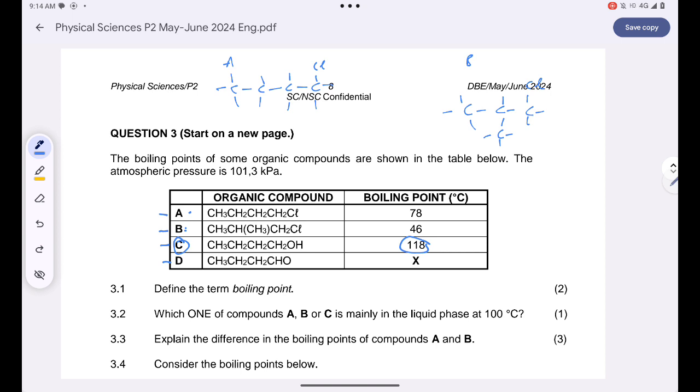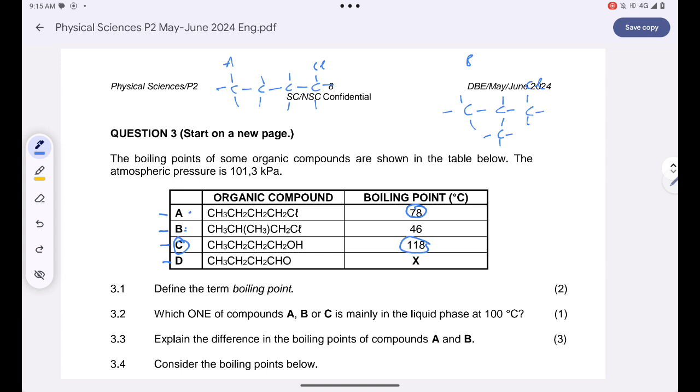If I want to make my comparison with compound A as my reference, I will simply say compound A has a larger surface area, or a longer chain length, as compared to compound B. Point number 2, hence compound A will have the strongest intermolecular forces. Point number 3, compound A will require more energy to separate the bonds, and hence the boiling point of compound A is higher than that of compound B.